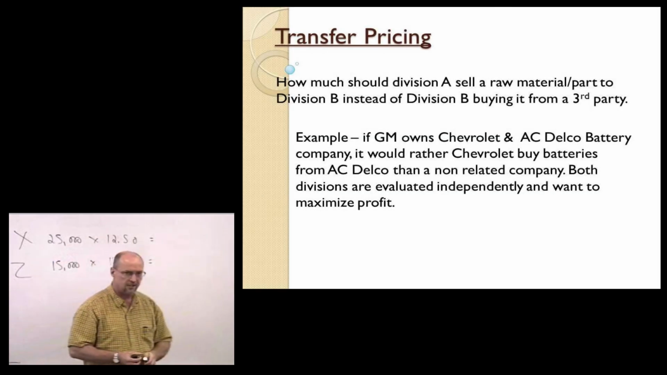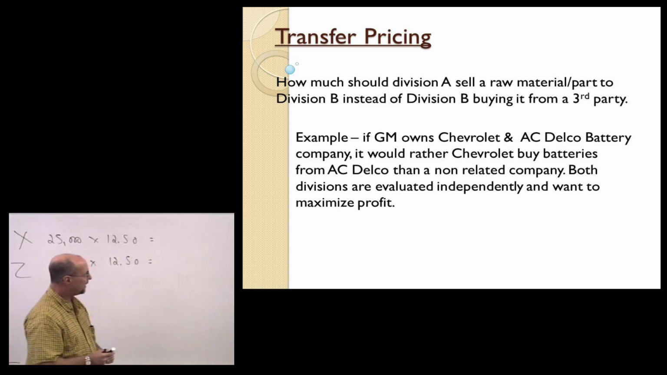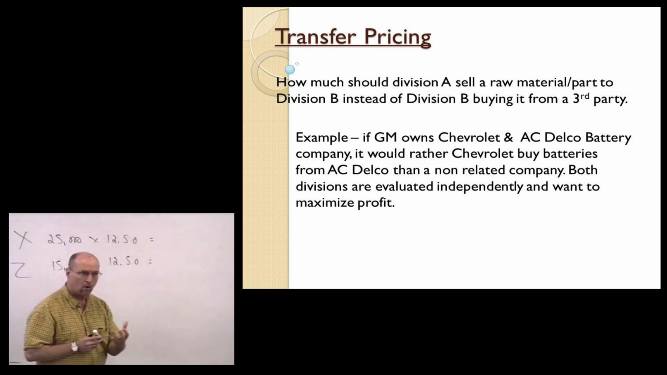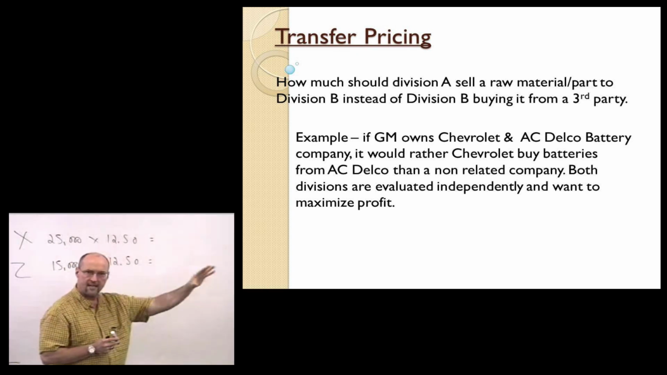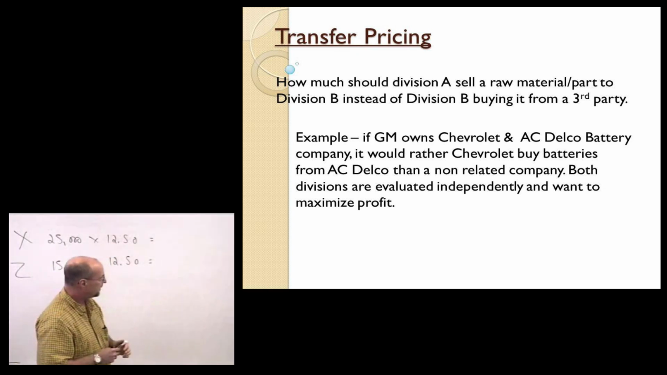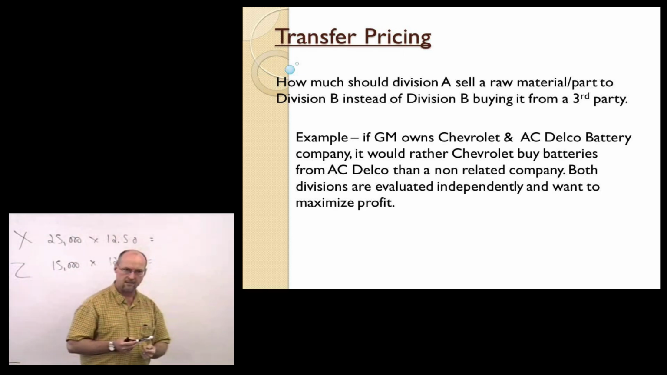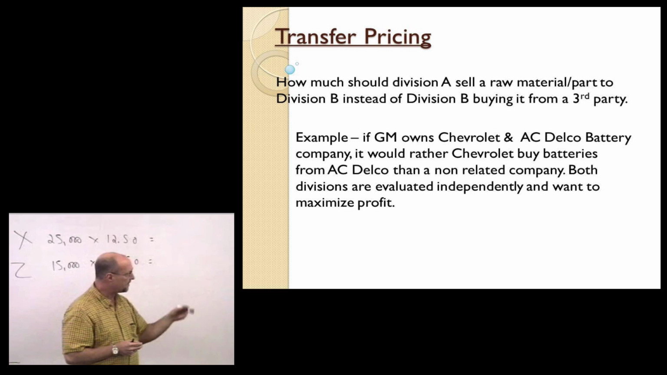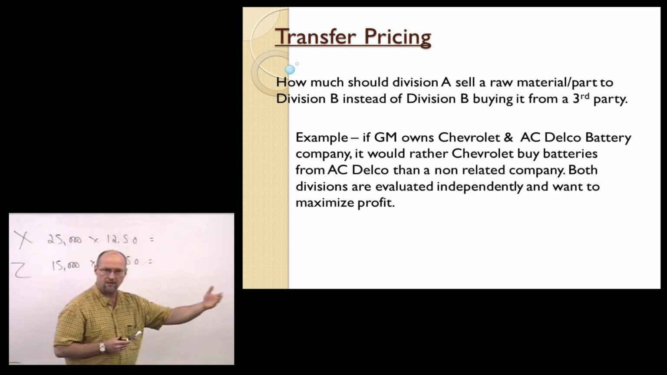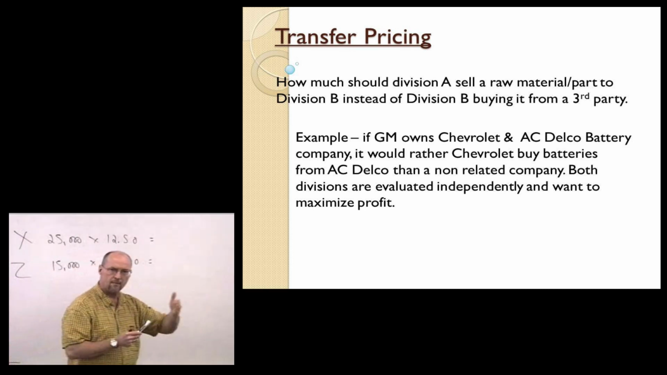Last area of discussion is the concept of transfer pricing. And what this means is, how much should Division A sell either raw materials or a part or component to Division B, instead of Division B buying it from an outside company? Example, if General Motors owns Chevrolet as well as AC Delco batteries, then GM, the parent company, would rather Chevrolet buy the batteries from AC Delco than from Sears, Diehards, or whatever other batteries are out there that are not related to GM, because this way we carve out that middleman profit.